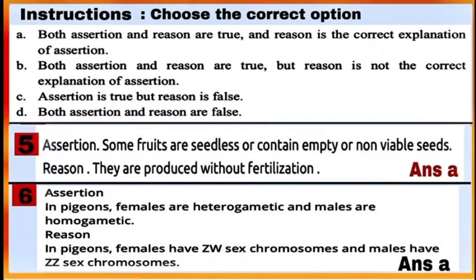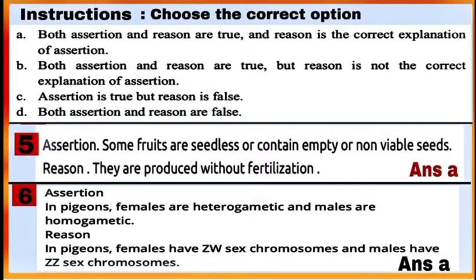Question 5, assertion. Some fruits are seedless or contain empty or non-viable seeds. Reason. They are produced without fertilization. Correct answer is option A. Parthenocarpic fruits are either seedless or contain non-viable seeds because these fruits are formed without fertilization. So here both assertion and reason are correct and reason is the correct explanation of assertion.